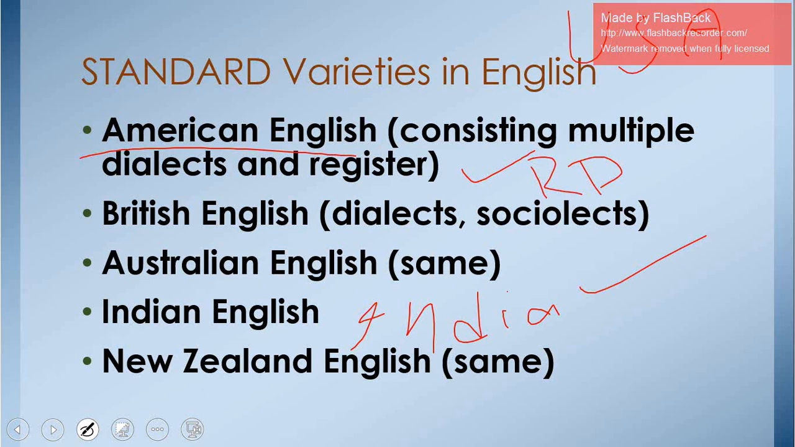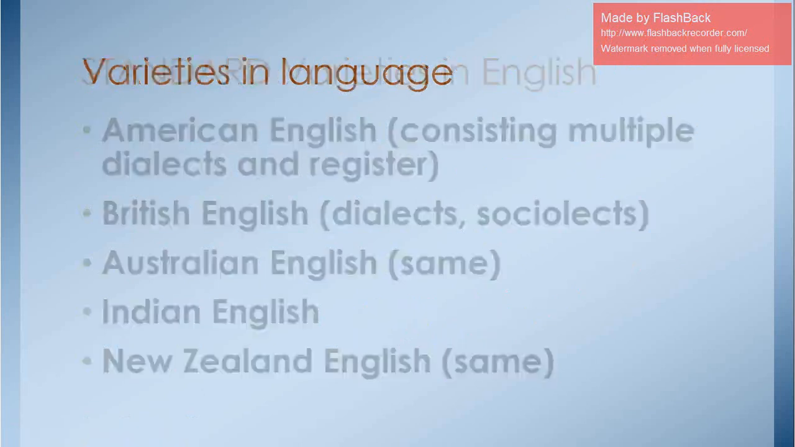New Zealand English, the same concept. New Zealand English has been taken as the standard variety in New Zealand, but you cannot say that in America we have British English as a standard variety. No, in America we have American English. Similarly, in Britain we don't have American English. Every country has declared and chosen its own variety to be standardized, but overall English itself is a standardized language because it has gone through the standardization process.